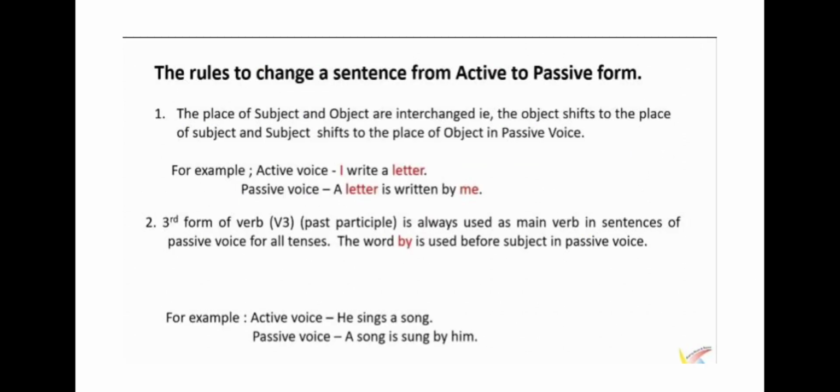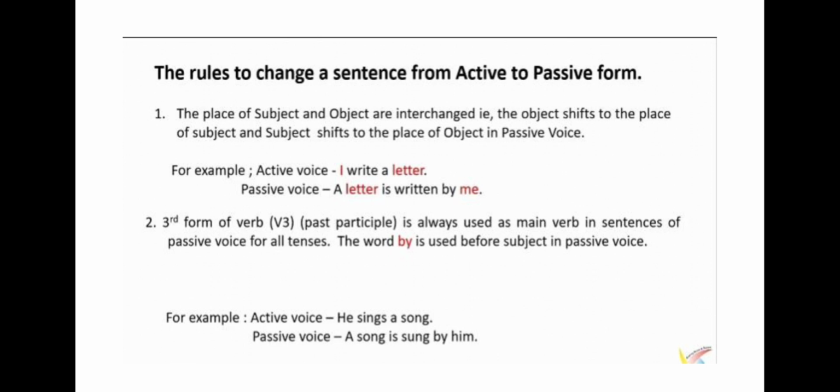The rules to change a sentence from active to passive. Now here are some rules which you have to keep in mind when you convert a sentence from active to passive voice. Number 1, the places of subject and object are interchanged. Like I said, the place where the subject is and the place where the object is are interchanged. The object is brought to the subject place and the subject is taken to the object place.